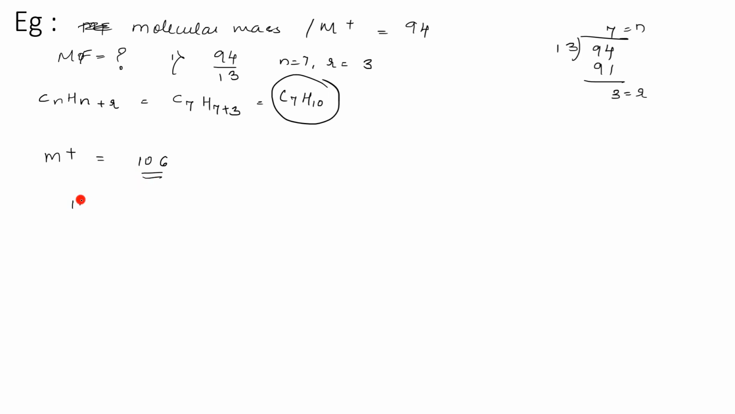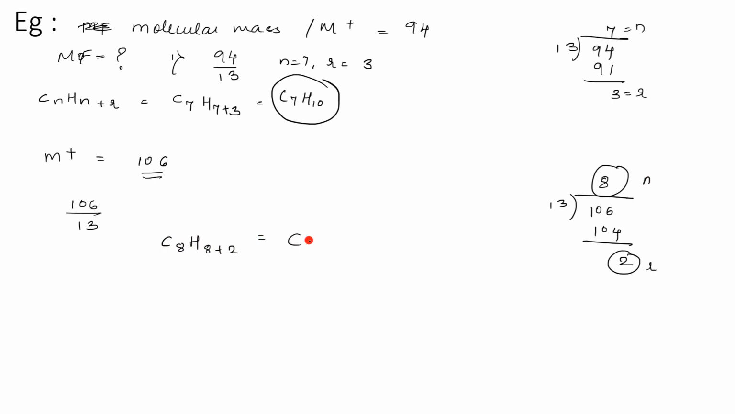So for 106, just calculate it again. So this is 106 and 13. So this is 8 and this is 104. So what is this? r is equal to 2, n is equal to 8. So substitute it again in the formula. So this will be C8H 8 plus 2. So this will be C8H10. Got it? Now these are some simple calculations for rule 13.